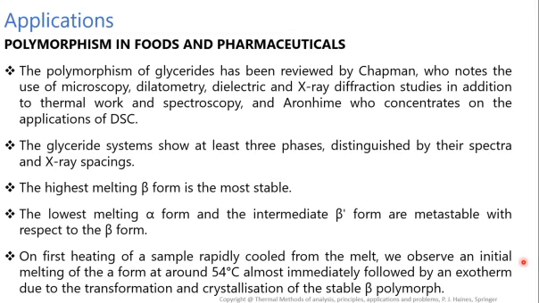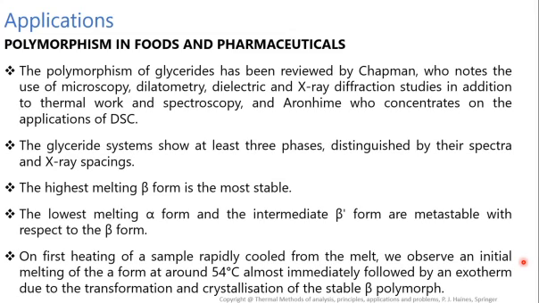For example, if you consider the example of glycerides, what happens in that? The glycerides are nothing but the esters of glycerol and long chain aliphatic or unsaturated acids, and they are present in fats, margarine, and chocolate, and are used in many pharmaceutical preparations. The polymorphism of glycerides has been reviewed by Chapman, who notes the use of microscopy, dilatometry, dielectric, and X-ray diffraction studies in addition to thermal work and spectroscopy.